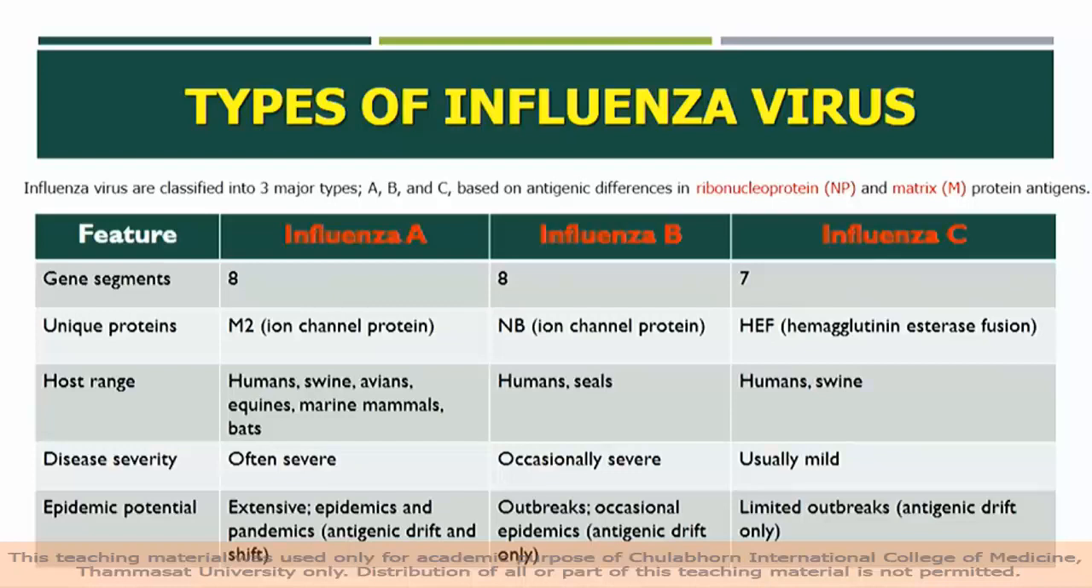Okay. And I said that there are three types of influenza that circulate in humans, which are A, B, and C, and this shows some differentiation of each strain. Influenza A and B contain 8 RNA segments genome, while influenza C contains only 7. This type, influenza C, lacks neuraminidase.